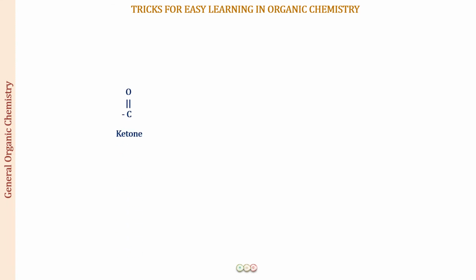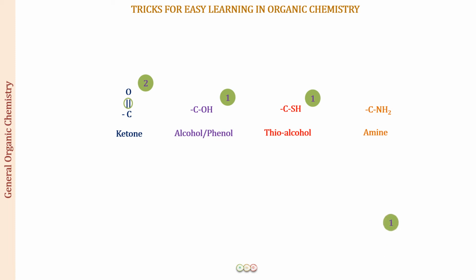From the ketones, let us move further with the various functional groups. We have the alcohol and phenols with the functional group OH, then the thioalcohol with the functional group SH, and then the amines with the functional group NH2. The ketones had the bond value of 2. The alcohols have the bond value of 1, since the bond between carbon and oxygen is a single bond. Then we have the thioalcohols, where again there is a single bond between the carbon and sulfur, so the bond value is 1. And again, for the carbon and nitrogen of the amine group, we have one bond, so the bond value is 1.